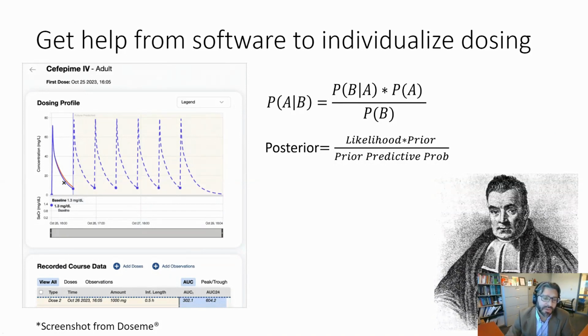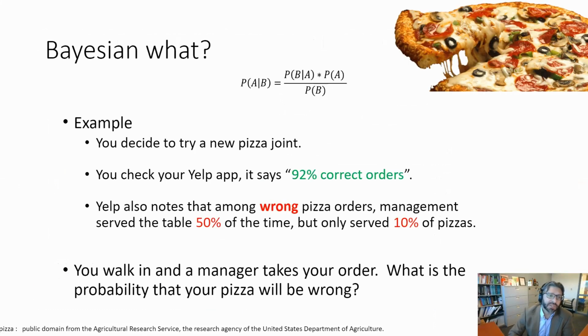Bayesian methodologies. I'm just showing you a quick screenshot from DoseMe for a patient that was receiving cefepime. And we'll get very quickly into what these Bayesian analyses can do. So the whole idea of a Bayesian analysis is really to use prior information, what's known about a drug, what's known about an overall population, use that in conjunction with a measured concentration, current information, and then use that to understand what the most likely scenario is that's in front of you.